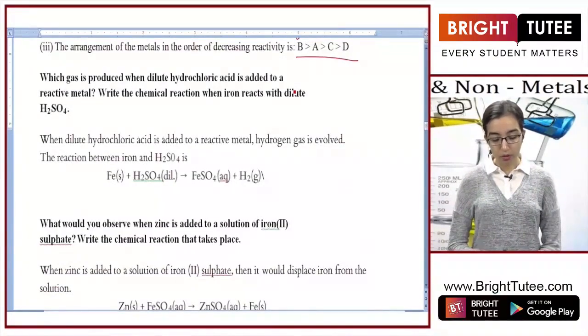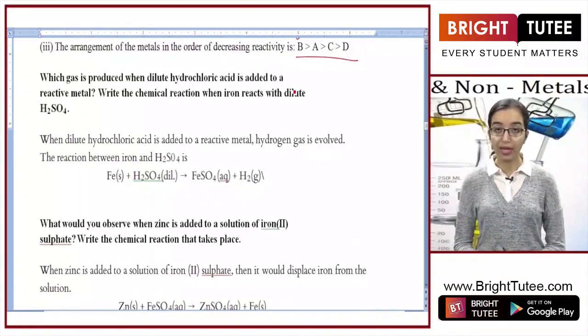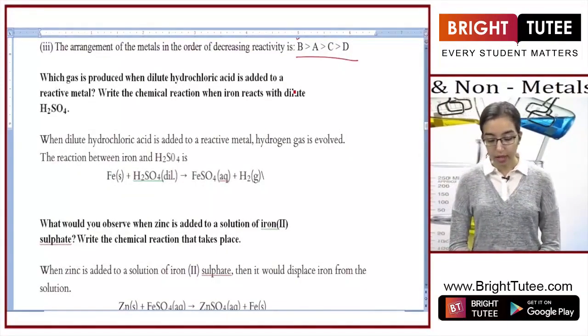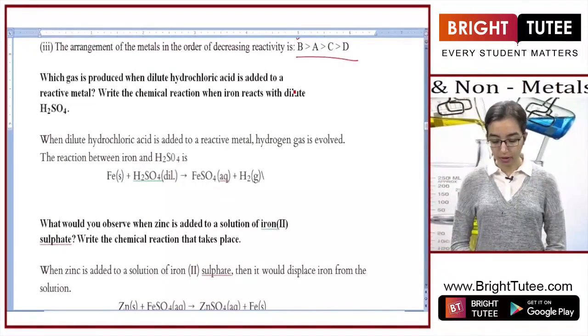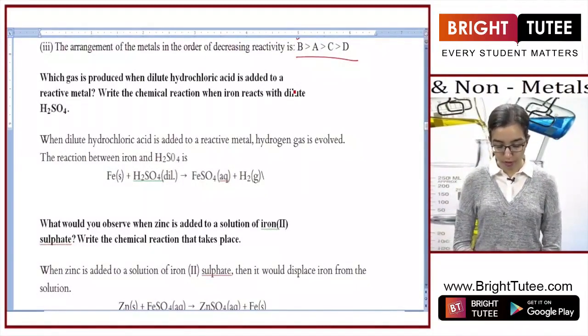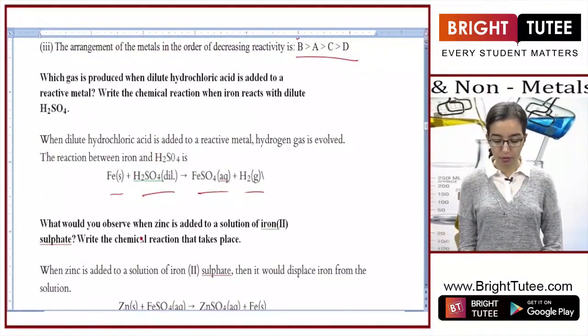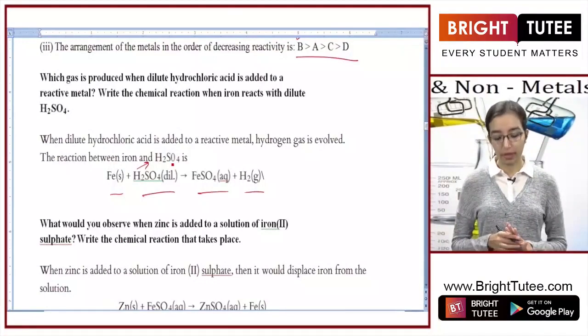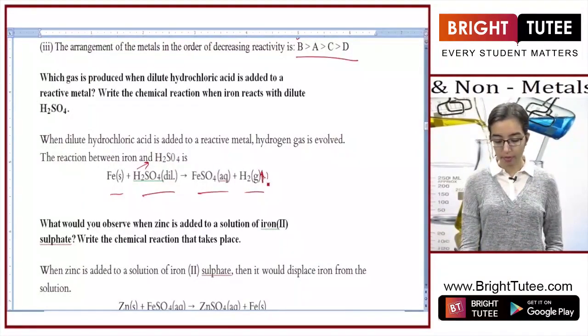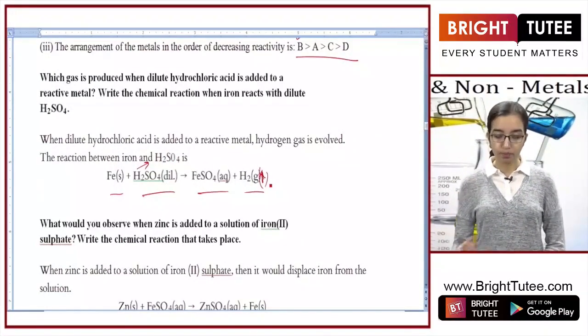So the next question is, which gas is produced when dilute hydrochloric acid is added to a reactive metal? Write the chemical equation when iron reacts with dilute H2SO4. It's a very simple reaction. Iron reacting with H2SO4 forms FeSO4 and H2. So the hydrogen is displaced from the acid and is released in the form of gas, and FeSO4 is formed.